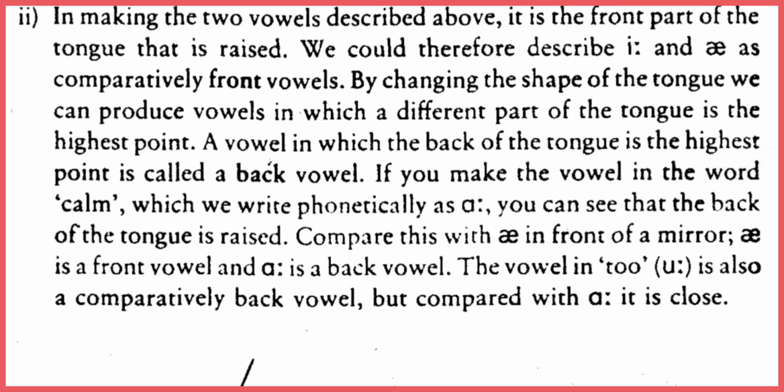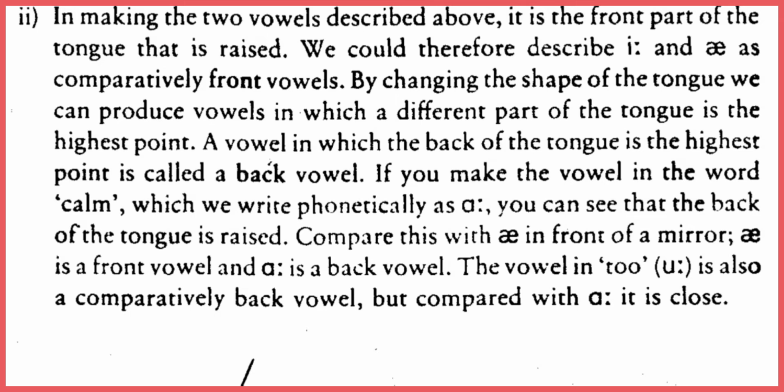In making the two vowels described above, it is the front part of the tongue that is raised. We could therefore describe E and A as comparatively front vowels. By changing the shape of the tongue, we can produce vowels in which a different part of the tongue is the highest point. A vowel in which the back of the tongue is the highest point is called a back vowel.